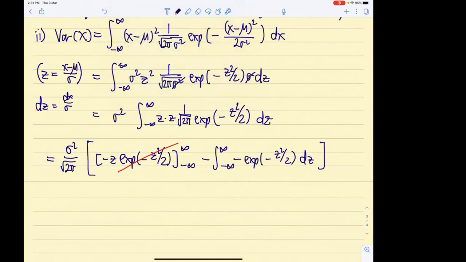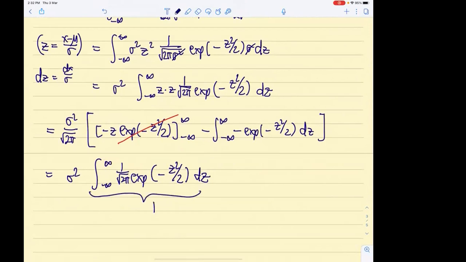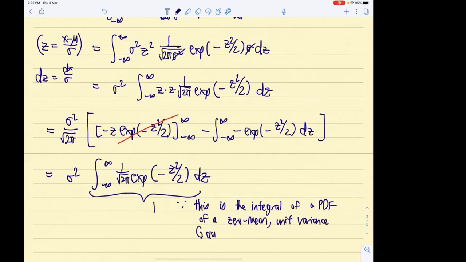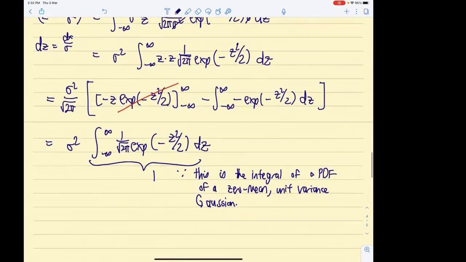Now you are left with sigma squared and the integral from minus infinity to infinity of 1 over square root 2 pi, e to the minus z squared over 2 dz. But this is equal to 1, because this is the integral of the PDF of a zero mean, unit variance Gaussian. Unit variance means variance one. And hence we have shown that the variance of x is equal to sigma squared.